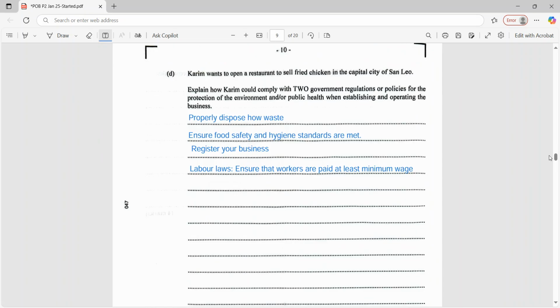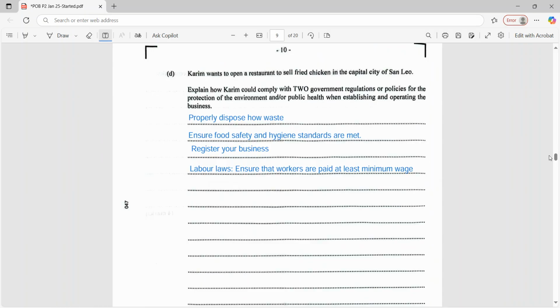Karim wants to open a restaurant to sell fried chicken in the capital city of Sanlio. Explain how Karim could comply with two government regulations or policies for the protection of the environment and or public health while establishing and operating the business. So Karim should ensure that he properly disposes of his waste. So any waste materials that he is going to get from his business, he needs to properly dispose of them. He needs to also ensure that he's using food safety and he's practicing hygiene standards. He should also register his business.